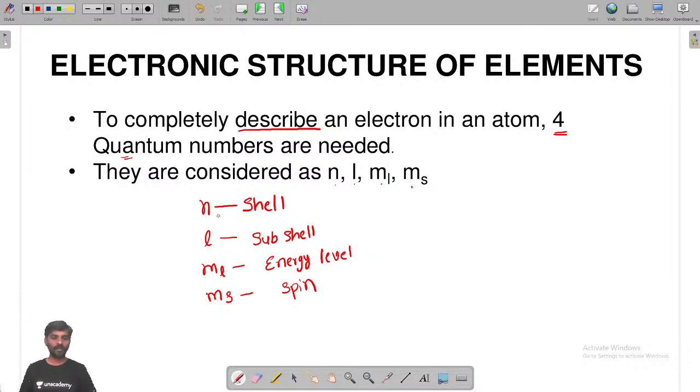The quantum number N represents the shell in which it is existing. And the subshell in which it is existing, the energy level and spin. These are the 4 important parameters to be known to identify or locate an electron. Clear? So 4 quantum numbers. What are they? N, L, Ml and Ms.